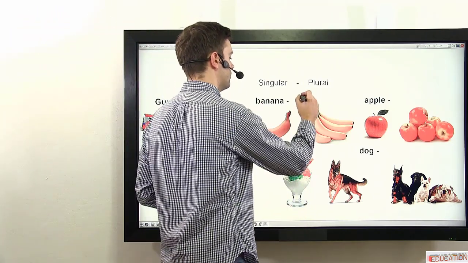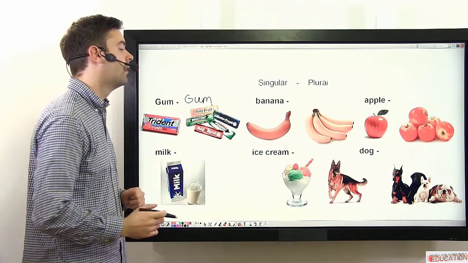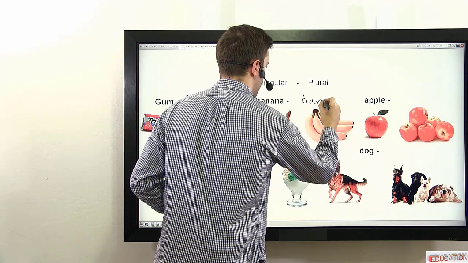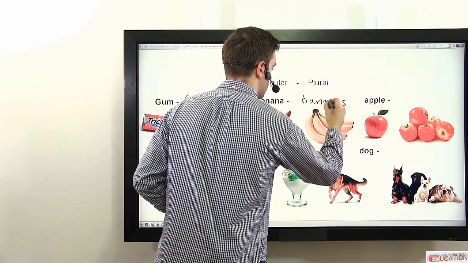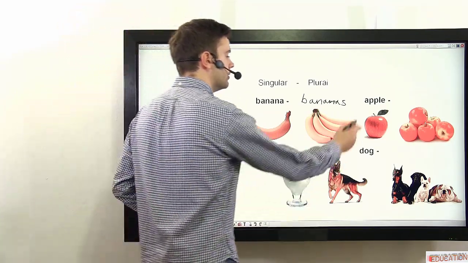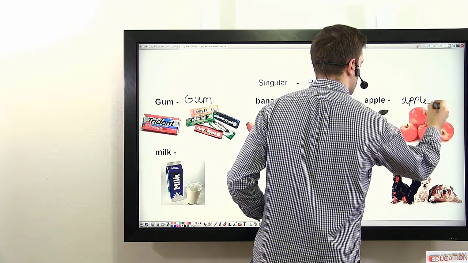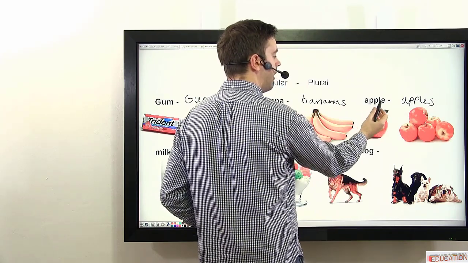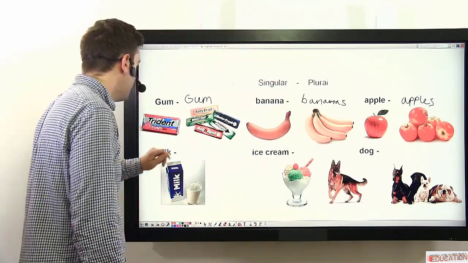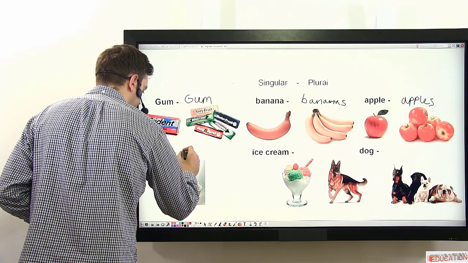Banana, B-A-N-A-N-A. Banana is a count noun, so we say bananas. Apple is also a count noun. Apple, A-P-P-L-E. The plural, A-P-P-L-E-S. Milk. Milk is a non-count noun.